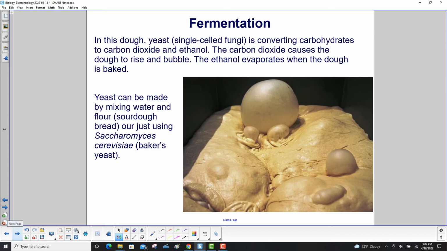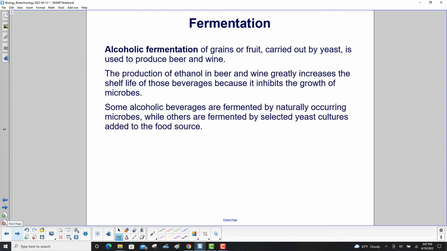In this dough, yeast, which is single-celled fungi, is converting carbohydrates to carbon dioxide and ethanol. The carbon dioxide causes the dough to rise and bubble. The ethanol evaporates when the dough is baked. Yeast can be made by mixing water and flour, such as sourdough bread, or just using baker's yeast, which is this word over here.